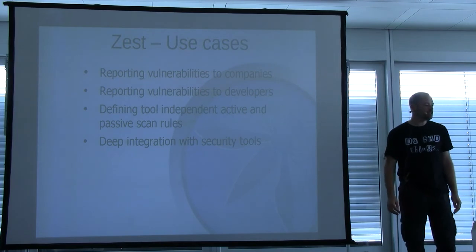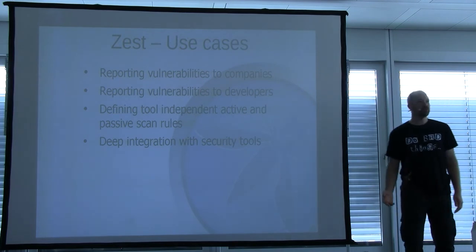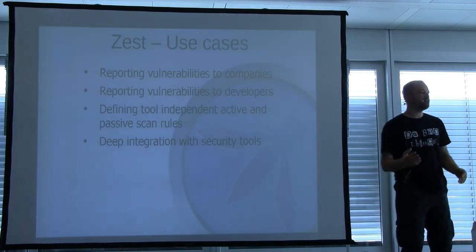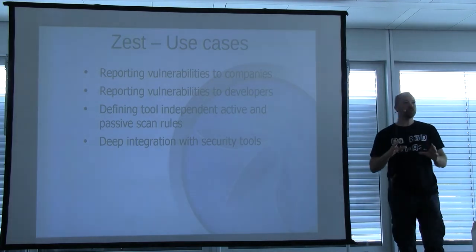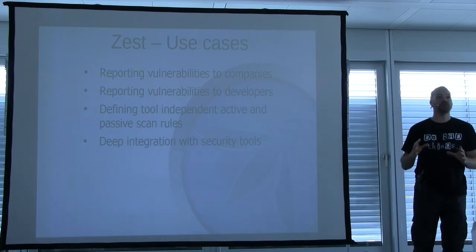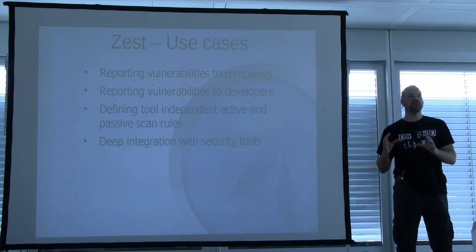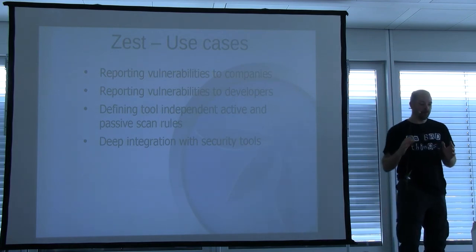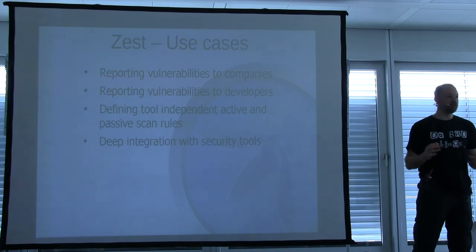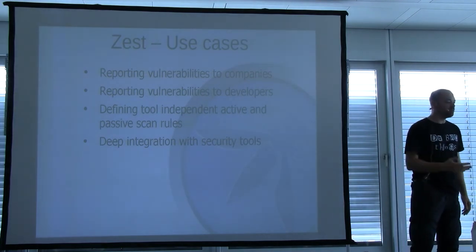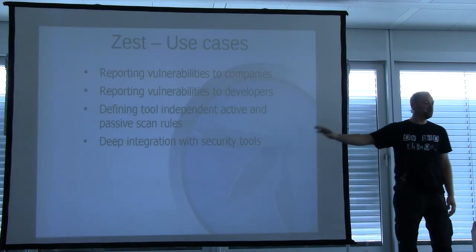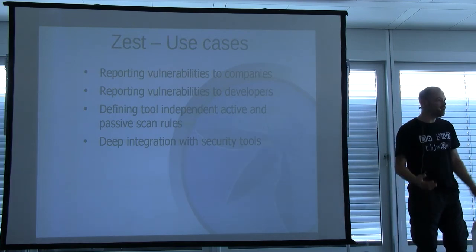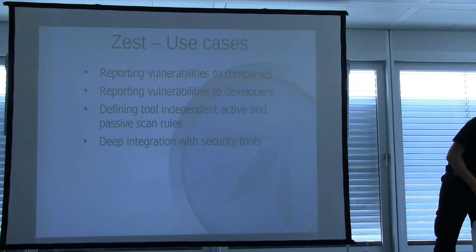So we've come up with some use cases. One is reporting vulnerabilities to companies. As you probably know, Mozilla has a bug bounty program, both for Firefox and for our websites, and the ideal way, we're going to be recommending, will be to supply Zest scripts to us to report vulnerabilities. And reporting vulnerabilities to developers I mentioned, tool-independent active and passive scanning rules, and deep integration with security tools, which we're going to be using with ZAP. I have to go very quickly, so time's out.